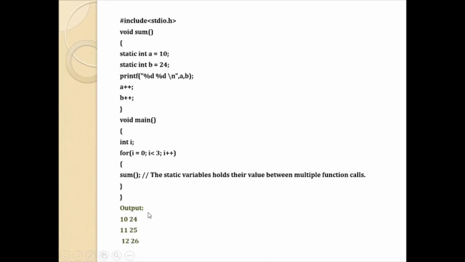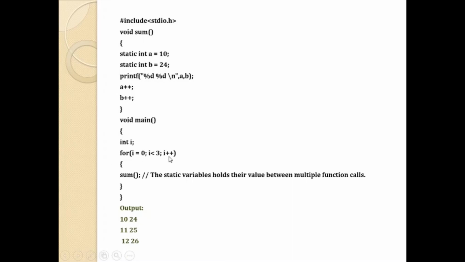12 and 26. Those are printed here. %t, that is nothing but A and B. 12 and 26 are printed. Now again it is incrementing. Now value of A becomes 13 and value of B becomes 27. So again it is returning back to the main function.